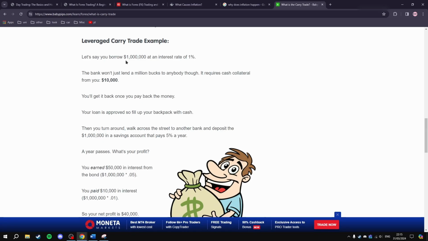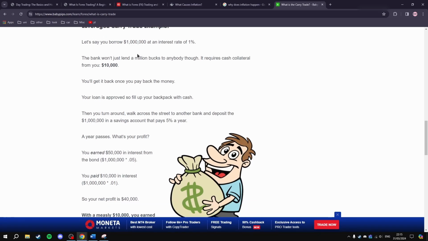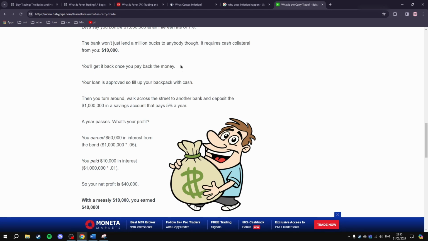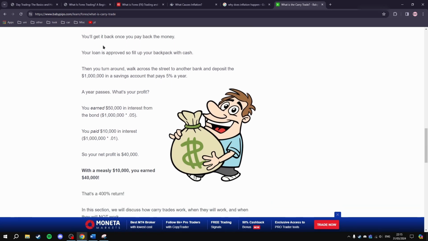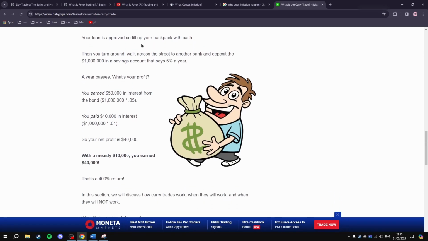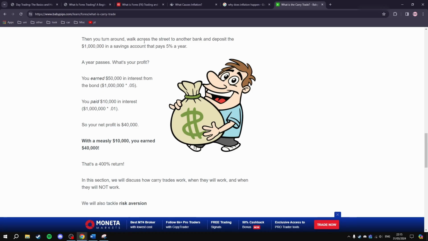Leveraged carry trade example. Let's say you borrow $1 million at an interest rate of 1%. The bank won't just lend $1 million to anybody though, it requires cash collateral from you, $10,000. You get it back once you pay back the money. Your loan is approved, so fill up your backpack with cash. Then you turn around, walk across the street to another bank and deposit the $1 million in a savings account that pays 5% a year.